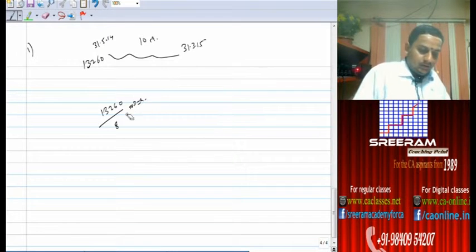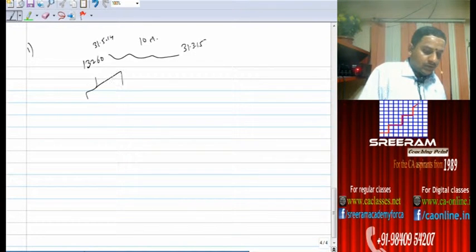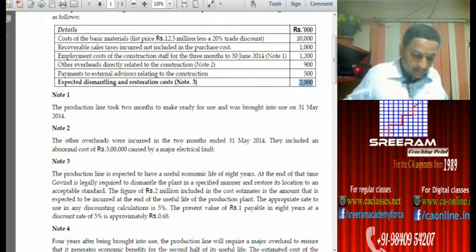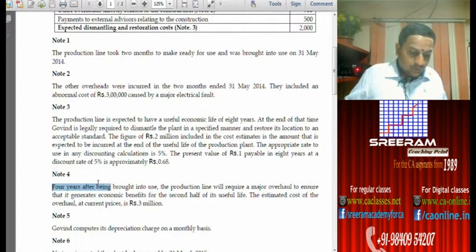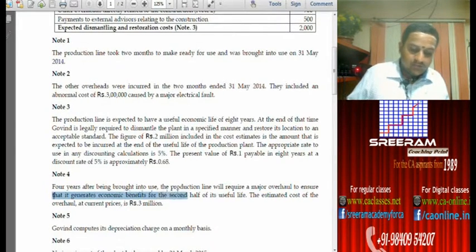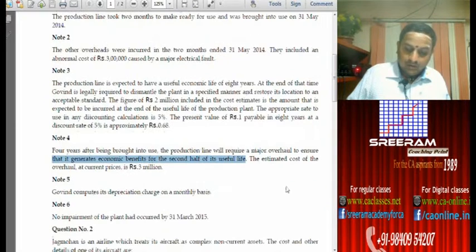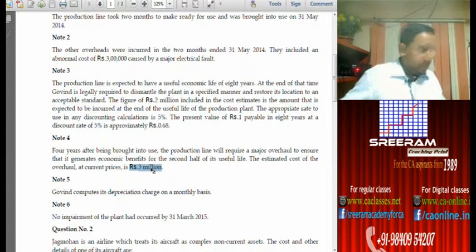But since we have component accounting, by reading the next point: 4 years after being brought into use, the production line will require a major overhaul to ensure that it generates economic benefits for the second half of its useful life. The estimated cost of the overhaul at current prices is 3 million.